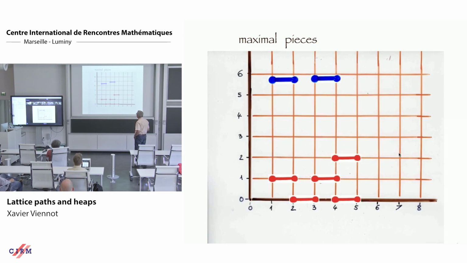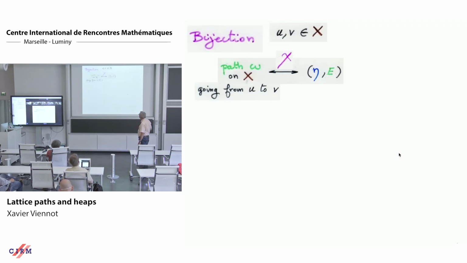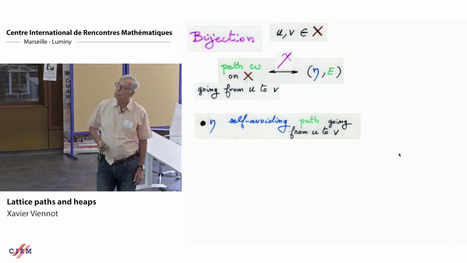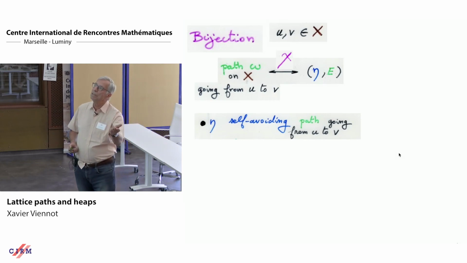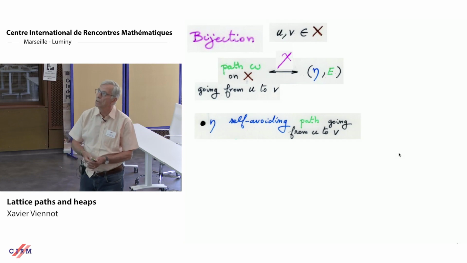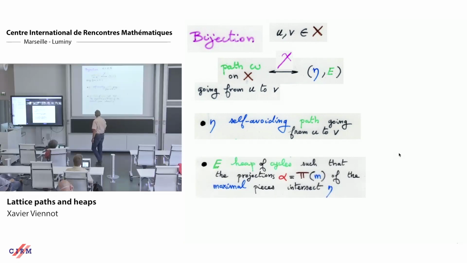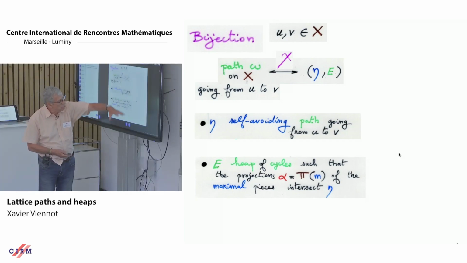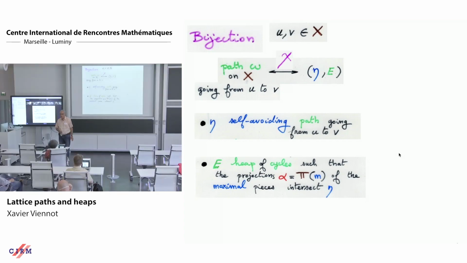So you see, maximal piece means that you can take off the piece without touching any other cycle. You remember the heap of a pyramid of hexagons? The maximal piece was the piece you can see in full size. And so there is a bijection between a path on any set X, and a pair (eta, E), where eta is a self-avoiding path going from U to V, and E is a heap of cycles such that the maximal piece of the heap of cycles, the projection of this maximal piece, intersects eta.